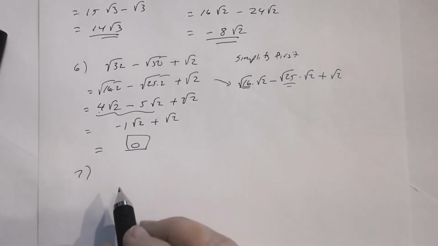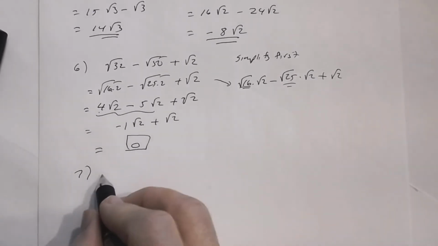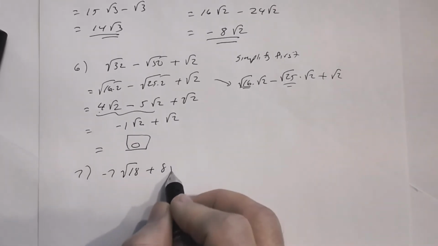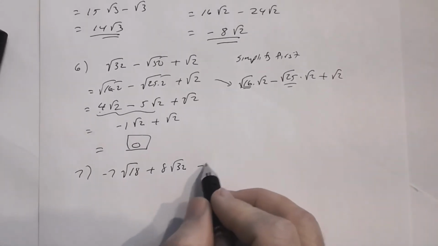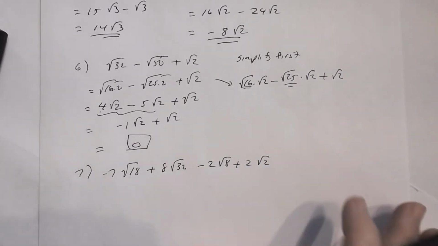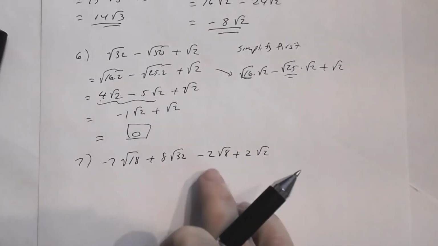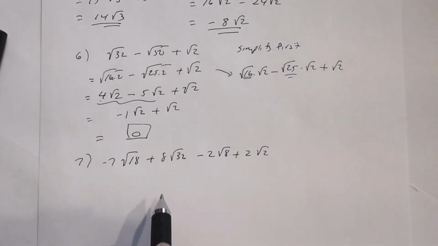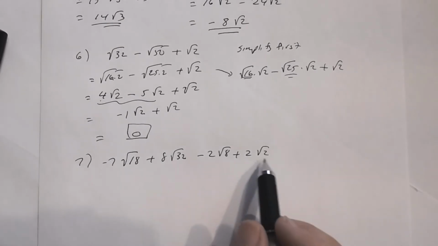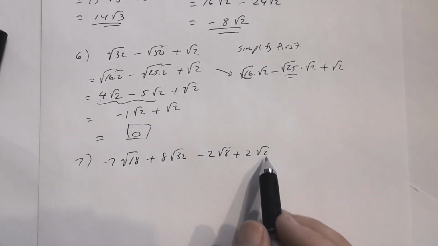Let's say we have negative 7 square root of 18 plus 8 square root of 32 minus 2 square root of 8 plus 2 square root of 2. So this time we have 4 terms, 1, 2, 3, 4. And so it looks like I can simplify this one, and this one.